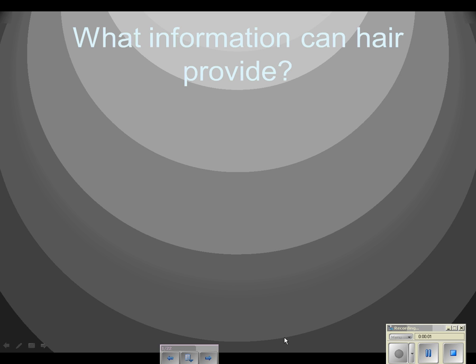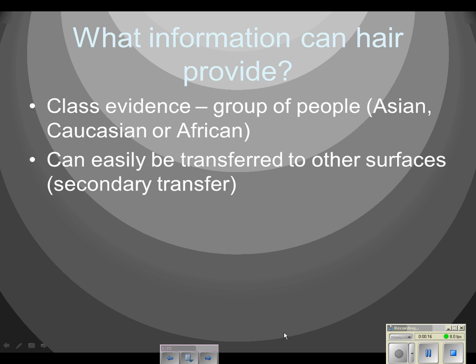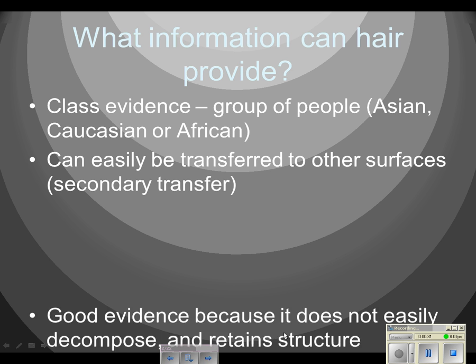Hair evidence. So what information can hair provide? It is class evidence, which means that we can use it to describe a group of people if they're from an ethnicity of Asian, Caucasian, or African. It can easily be transferred to other surfaces, and this is called secondary transfer. So if your hair gets onto the couch and then somebody sits on the couch and your hair gets stuck to them, that would be a secondary transfer. So it's going to go somewhere else. And that would also relate to Locard's principle of exchange.